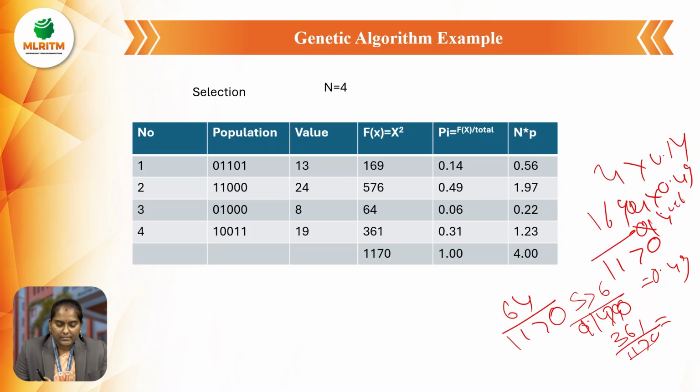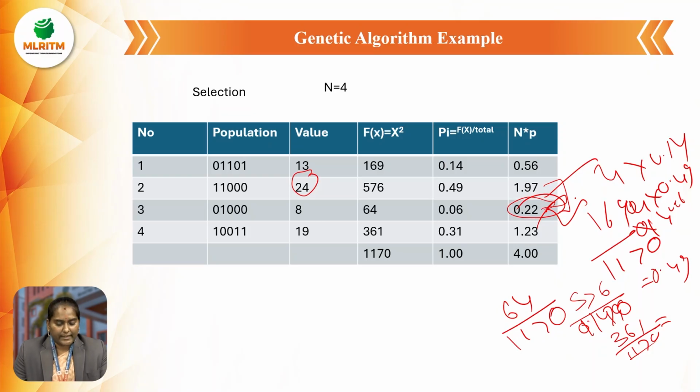So this is only for selection. In that we have to choose the maximum value. Here the maximum value is 24, that is 1.97. And in this example we have to consider the minimum value also. The minimum value is 8, that is 0.22. So we have to take out this value and replace it with the maximum value.